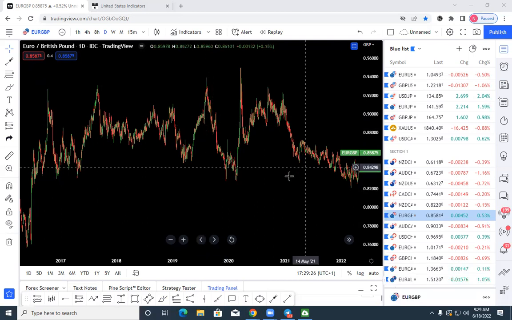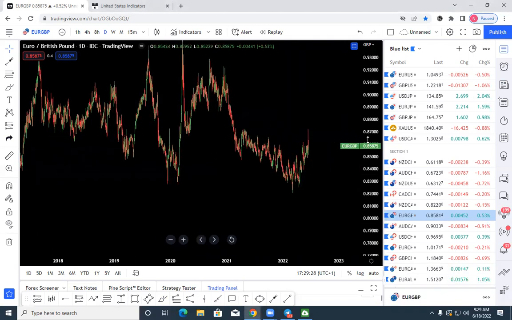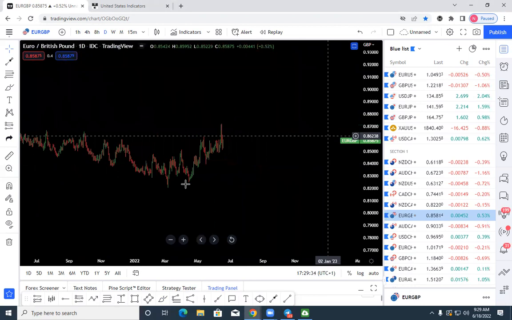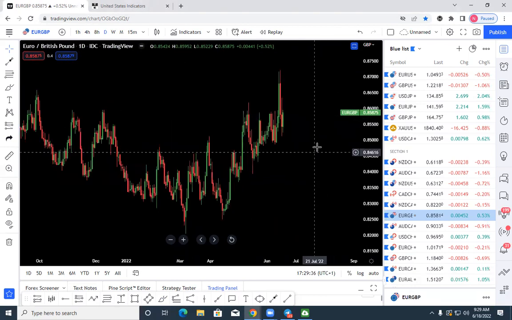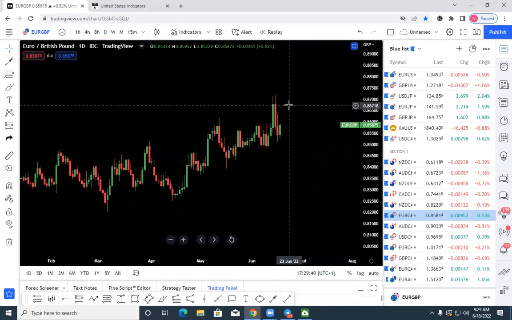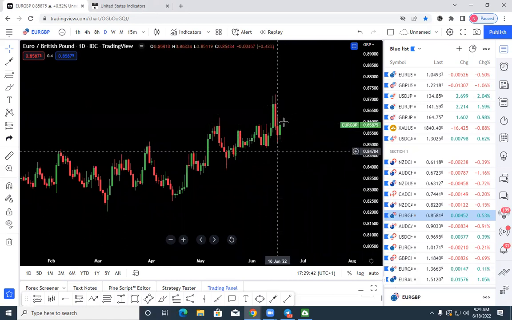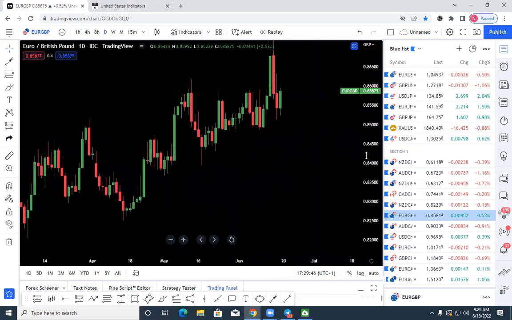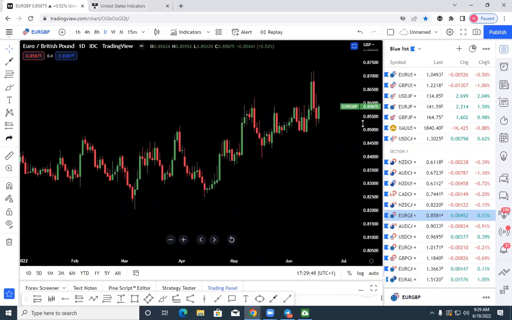No. Your 1 hour is just for your entry. After you get your entry on 1 hour, you have to come back to daily. Like for instance, let me use this as an example, Euro GBP. Okay, sir. What you are saying is that if you make your entry on 1 hour, are you going to terminate your TP based on that 1 hour time frame? Is that what you are saying? Yes, sir.